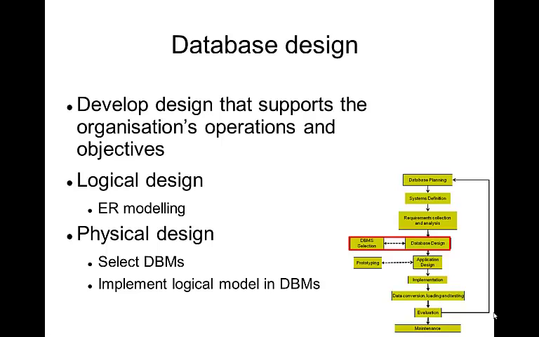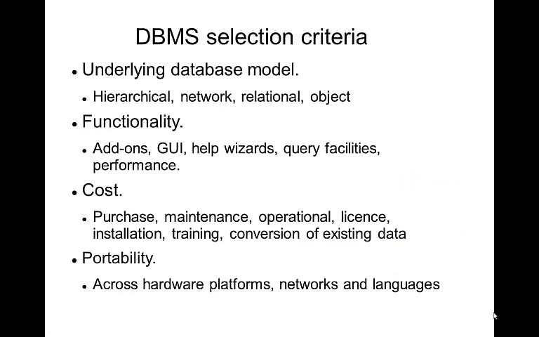So having done the logical design, we need to start implementing the physical design, and that requires the selection of an appropriate database management system and the implementation of the logical model in the database management system. So how do we go about selecting a database management system? Well, clearly the first decision is, what kind of database do we need? Do we want a hierarchical database, a network database, a relational database, or an object-based database?